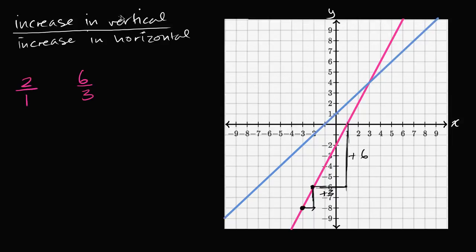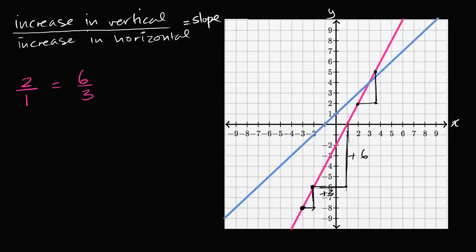We're just saying, let's measure how much we increase in vertical for a given increase in horizontal. Well, 2 over 1 is just 2, and that's the same thing as 6 over 3. So no matter where I start on this line, if I increase in the horizontal direction by a given amount, I'm going to increase twice as much in the vertical direction. So this notion of increase in vertical divided by increase in horizontal is what mathematicians use to describe the steepness of lines. And this is called the slope of a line.